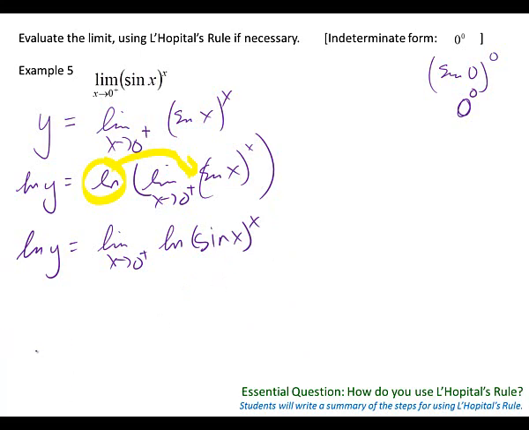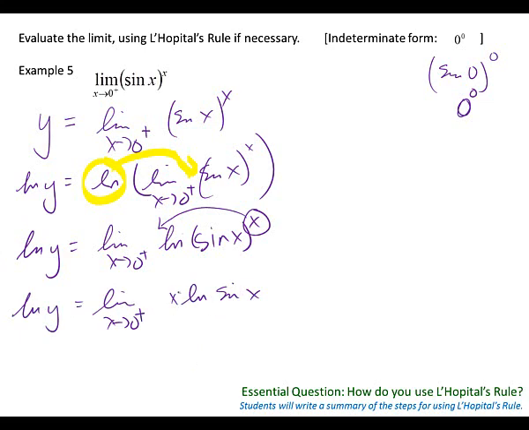All right. Now, what am I allowed to do with this x now that I have a log in front? Move it to the front. Okay, so we've got the natural log of y equals the limit as x approaches 0 from the right of x natural log of sine x. Okay. And we really don't have a L'Hopital situation set up there.